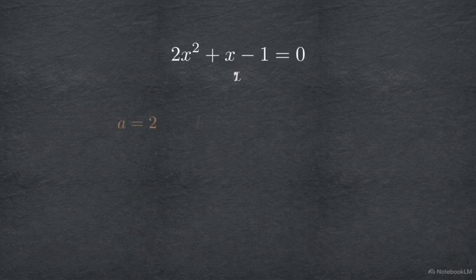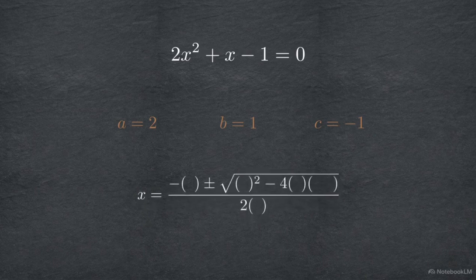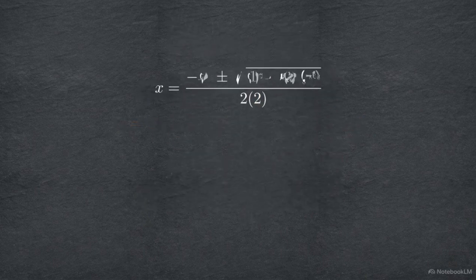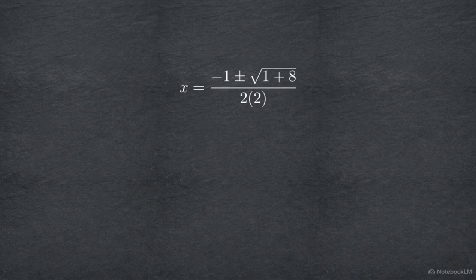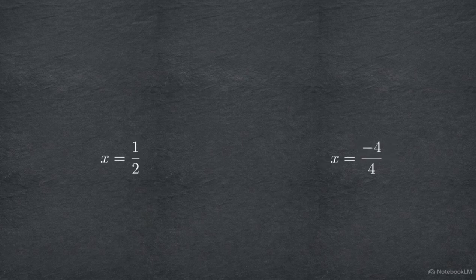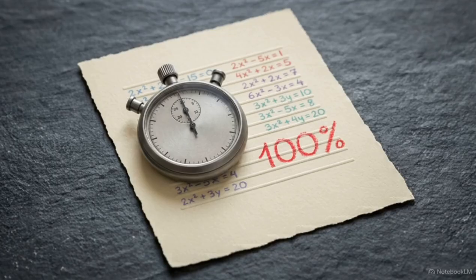We extract our variables from 2x squared plus x minus 1 and immediately substitute them into the formula. We push straight into simplification. The discriminant inside the root becomes 1 plus 8, which is 9. The denominator is 4. We split the equation. Negative 1 plus 3 over 4 equals 1/2. Negative 1 minus 3 over 4 equals negative 1. By following this exact sequence, you can process these problems quickly and accurately.